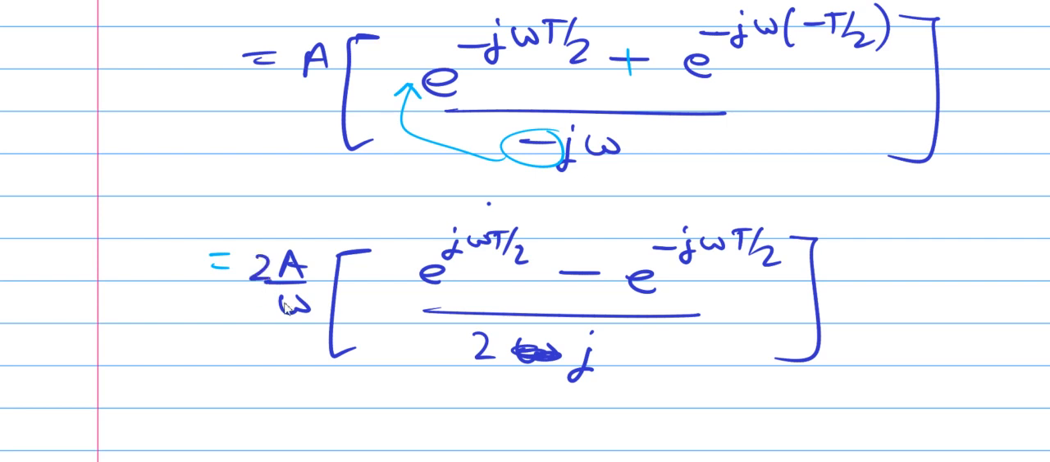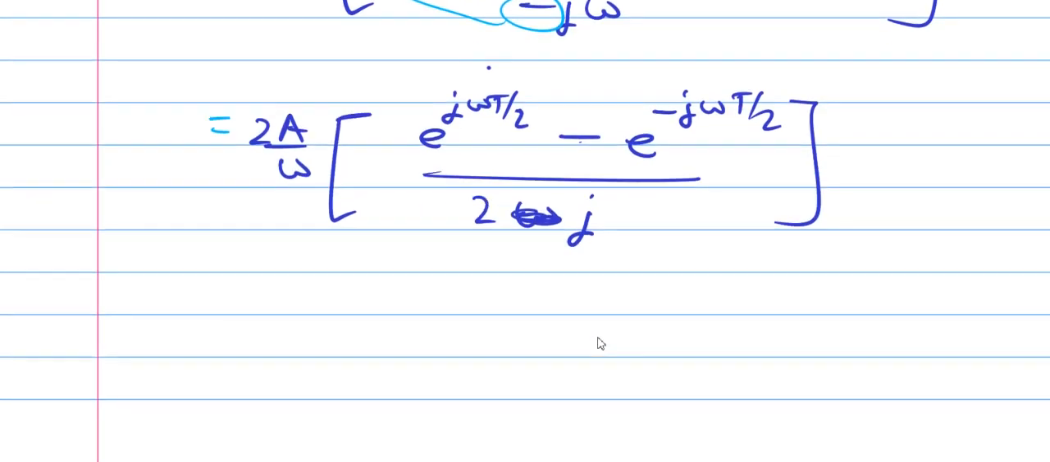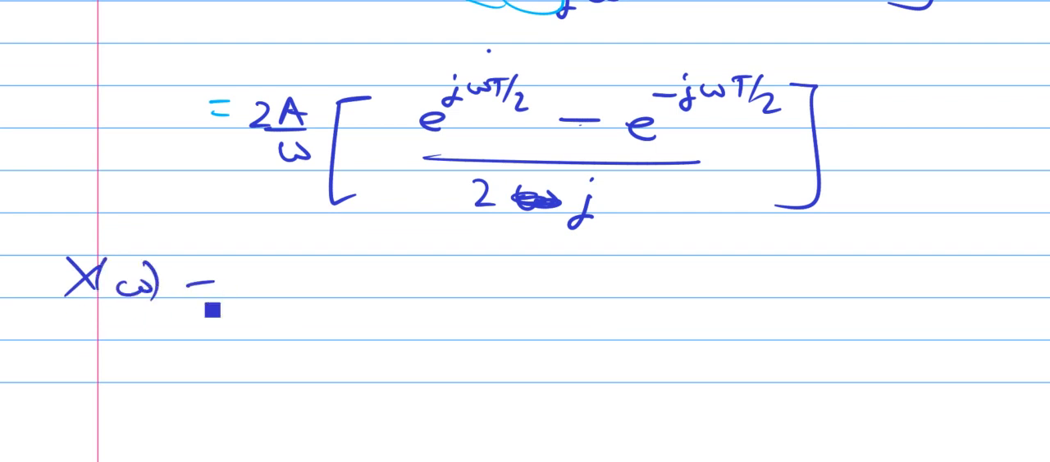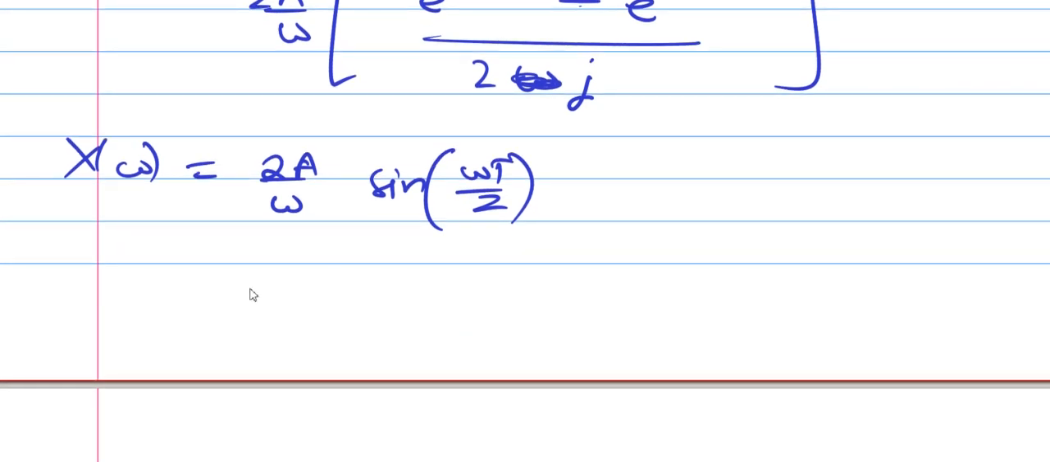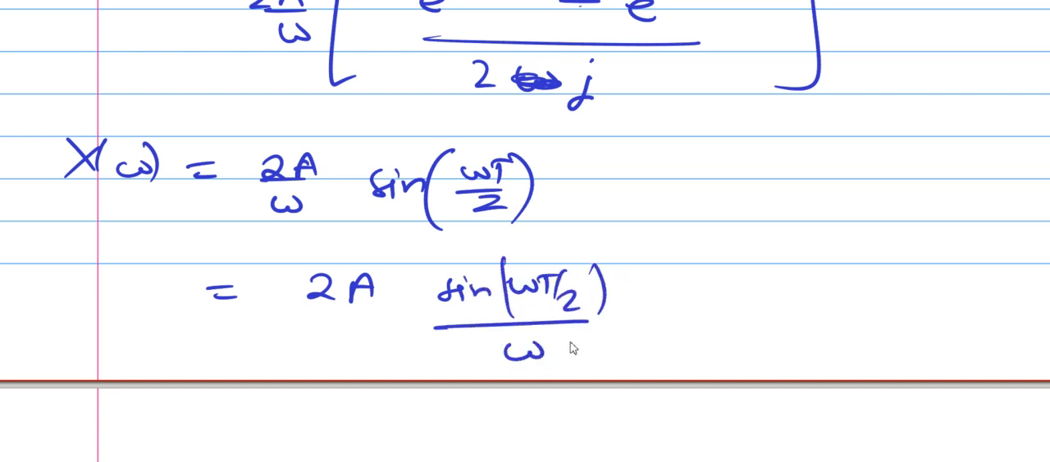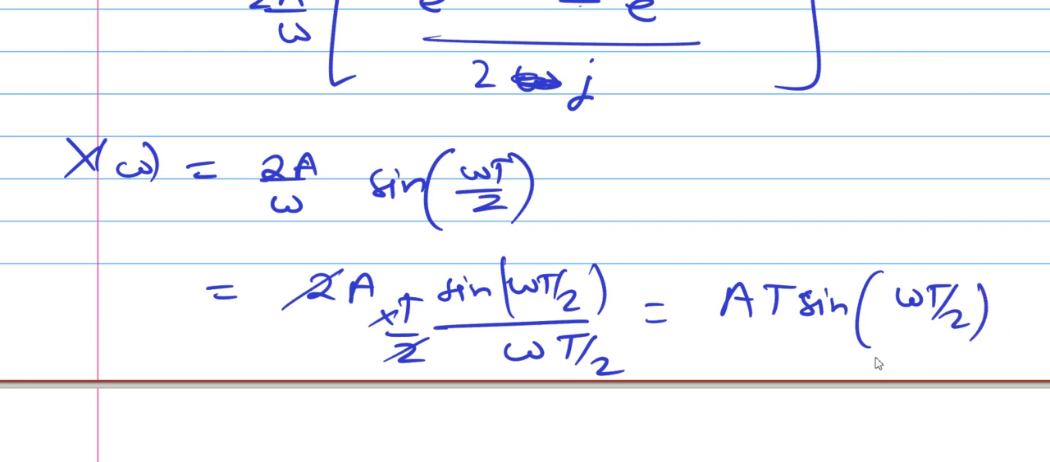The purpose of adjusting 2 is that now it is nothing but e raised to j theta minus e raised to minus j theta upon 2j, and that is nothing but the sine function. So X of omega equals 2A divided by omega sine of what is theta? Omega T by 2. Now I will adjust omega T by 2 also. So it becomes 2A sine of omega T by 2 divided by omega, I will adjust T by 2. So these two cancel out. So it becomes AT sine of omega T upon 2 divided by omega T upon 2.